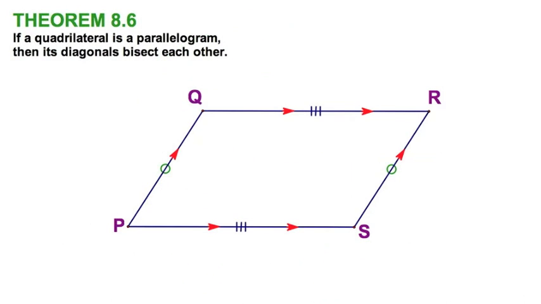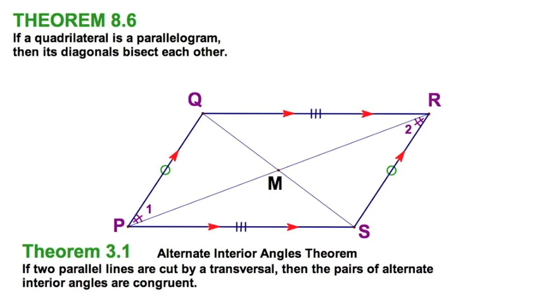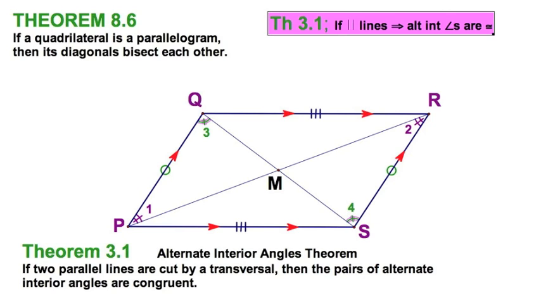Starting with opposite sides parallel and congruent, let's first draw the diagonals. They're going to meet at a point I'm going to call M. Well, now we can also look at these as transversals. Let's make use of our Theorem 3.1. After all, these parallel lines cut by this transversal means that angles 1 and 2 are alternate interior angles. The parallel lines mean that angles 1 and 2 are congruent. Well, the same thing can be said for angles 3 and 4, and this is the shorthand we used back in Chapter 3.